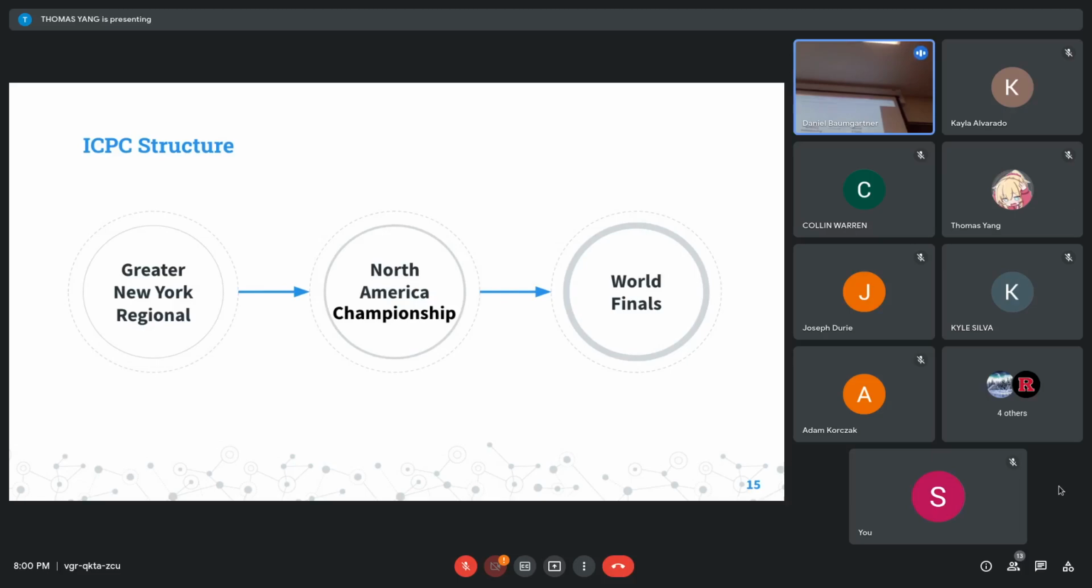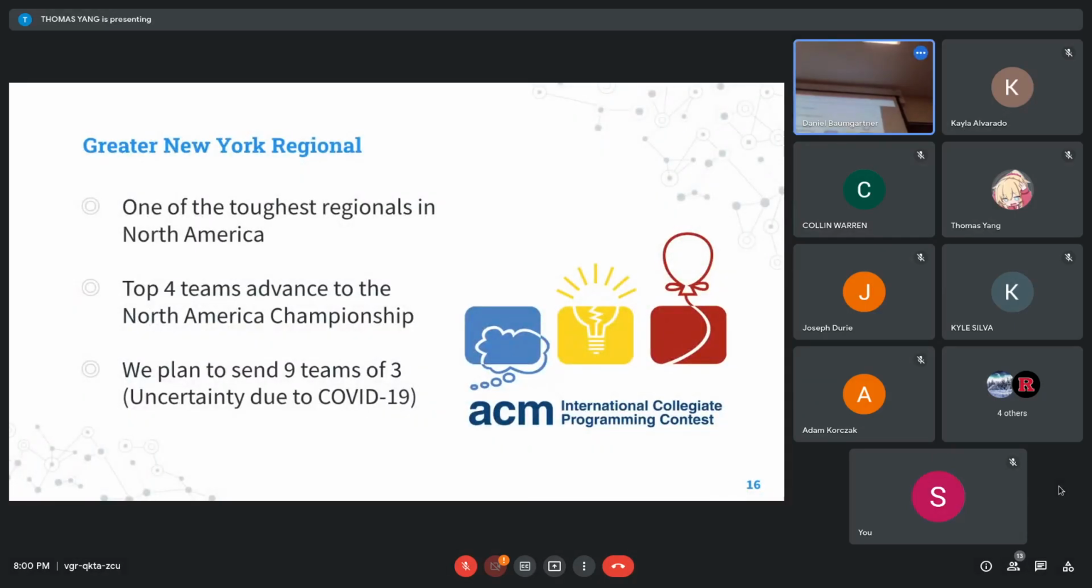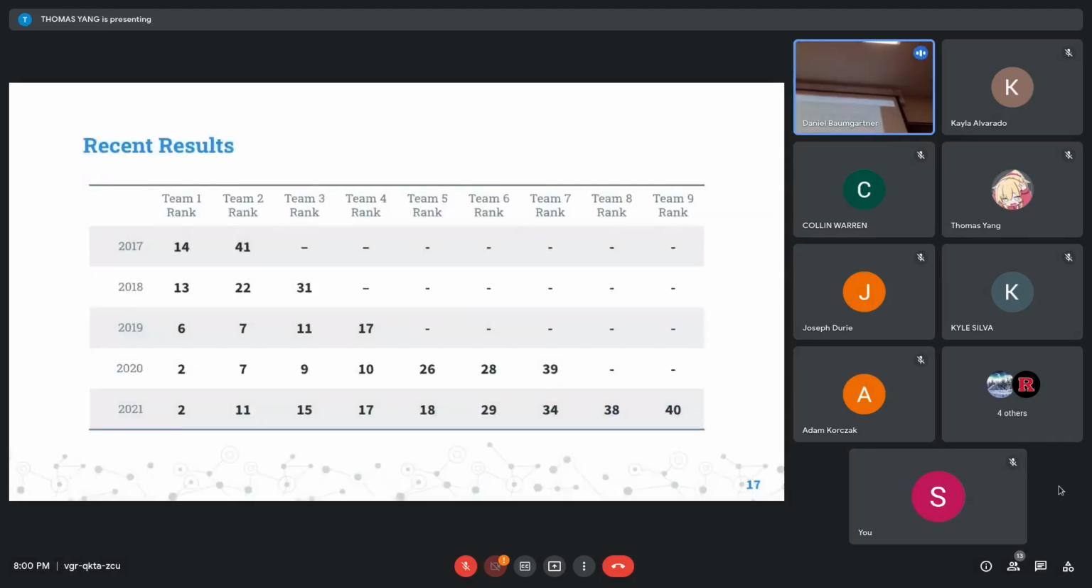As a metric, this past year the top Rutgers team went to World Finals, so that is a result. Now here's the tabular list of the recent results of our regional. There is a general upward trend, generally speaking.